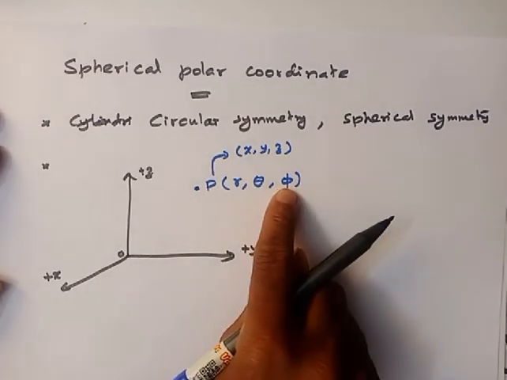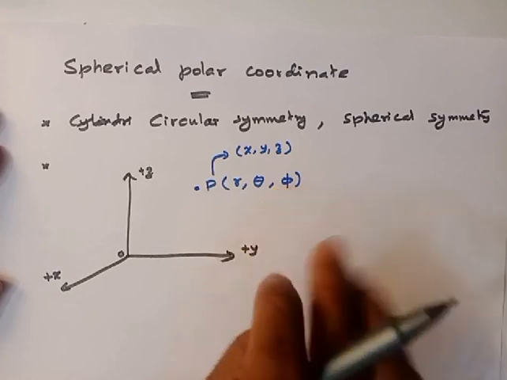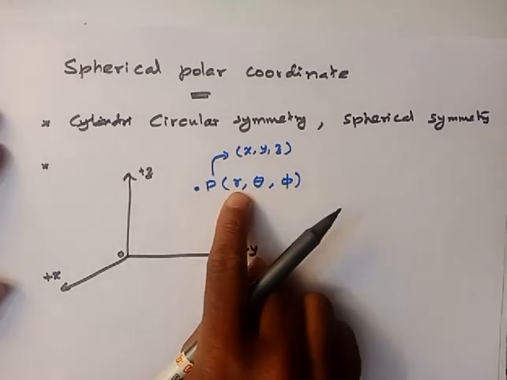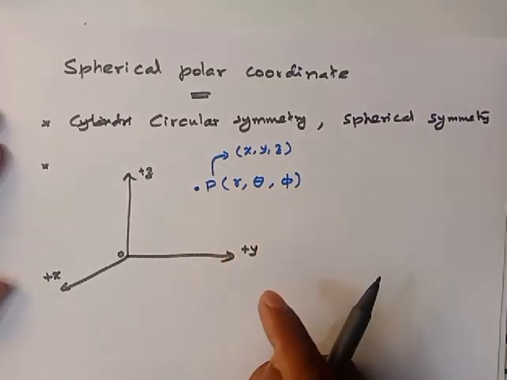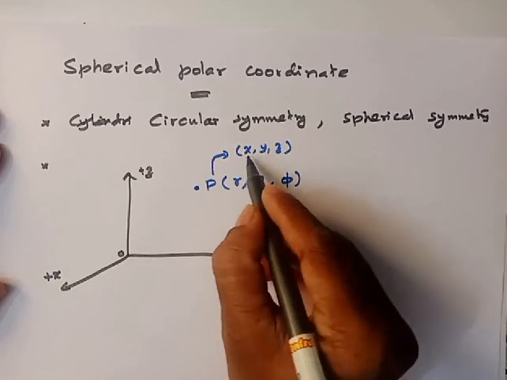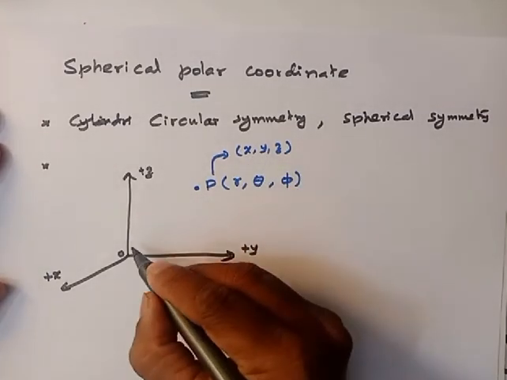People call this phi, or sometimes phi. I am going to call this phi: r, theta and phi. What is r, what is theta and what is phi? And how are these spherical polar coordinates related to the Cartesian coordinates? We'll discuss that as we go along.